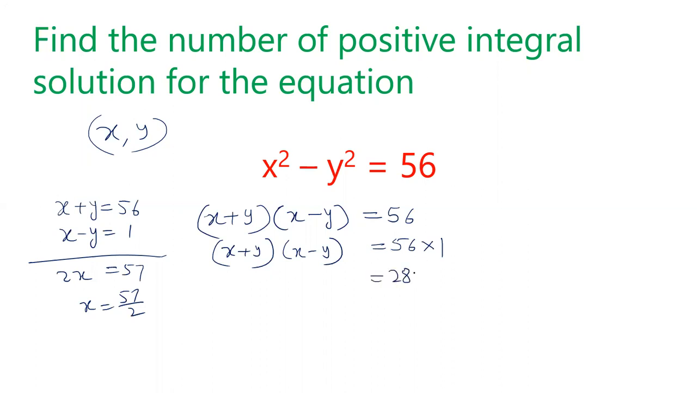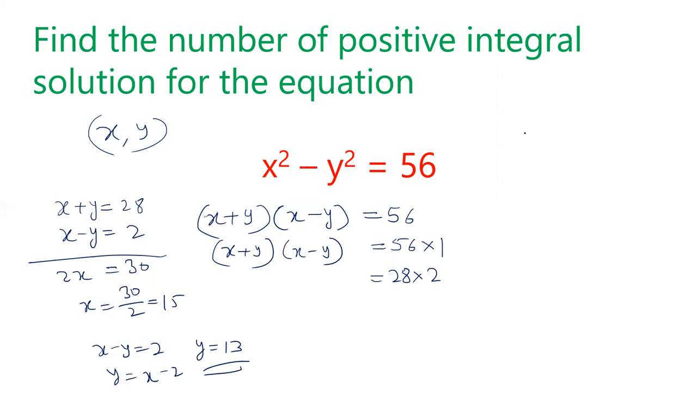Now let's take 28 into 2. If x plus y is 28 and x minus y is 2, we have 30 here, and 30 by 2 is 15. So the value of x comes out to be 15. And as x minus y is 2, the value of y will be 13, because the difference of the two numbers has to be 2. So y is x minus 2, and that gives us 13. The two values of x and y can be 15 and 13. That is one of the possible solutions.